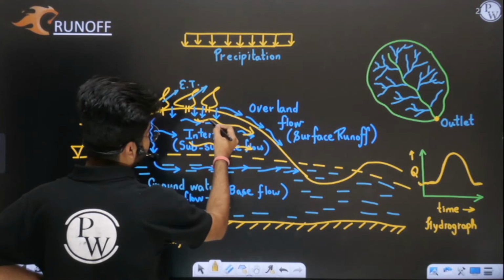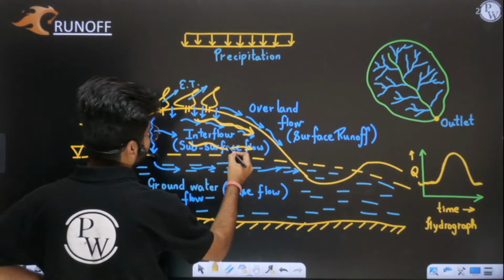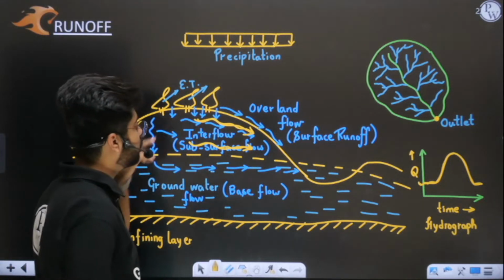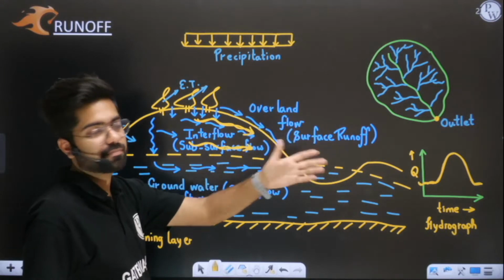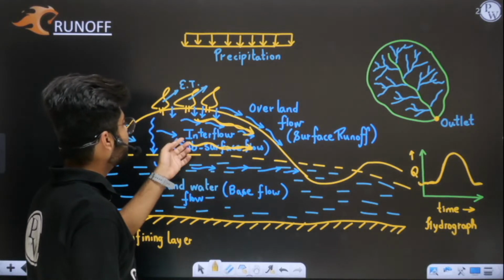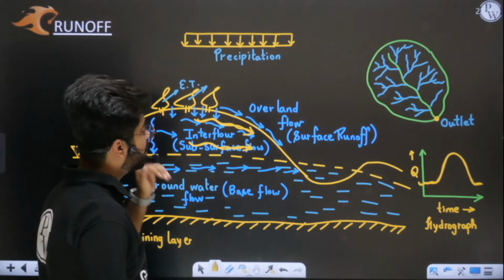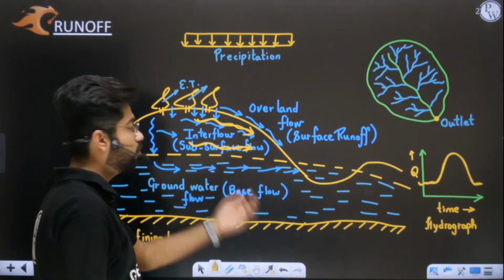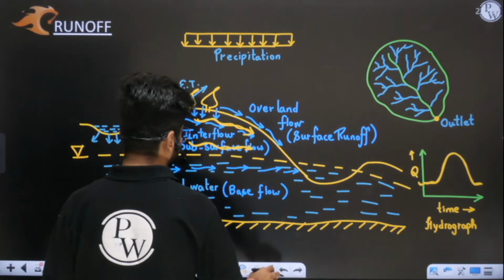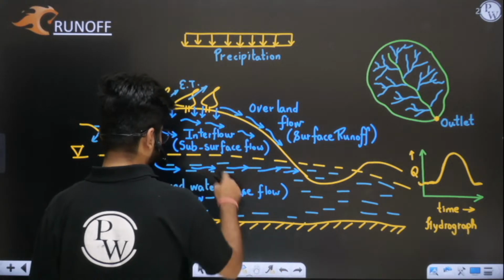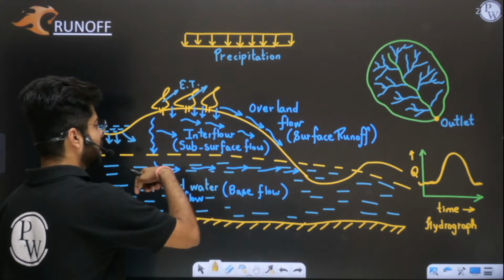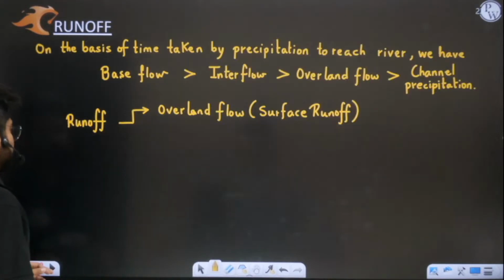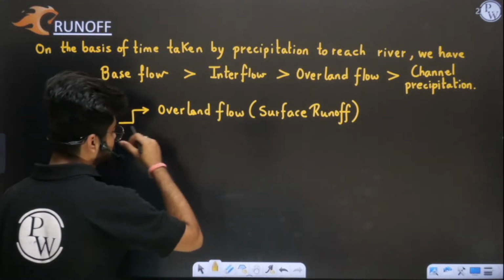So whatever water is flowing from here will reach quickly, and whatever water will be flowing from here will reach later. Why? Because the more the depth, the water needs to percolate down to this depth, so obviously it will take time. This horizontal distance is constant, but the vertical distance in this case is more. If the water has to percolate more, then obviously the time taken will be more. So the lower the water has to percolate, the higher will be the time for that water to reach your river. Okay, so I will say that overland flow, surface runoff will be the fastest one.